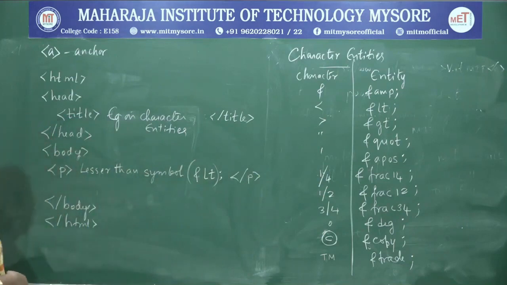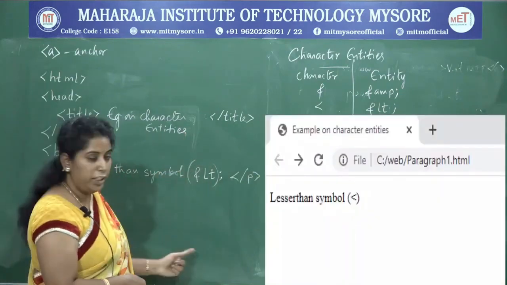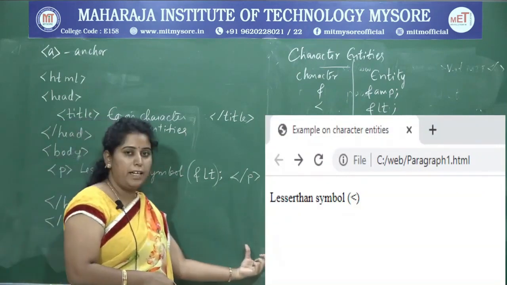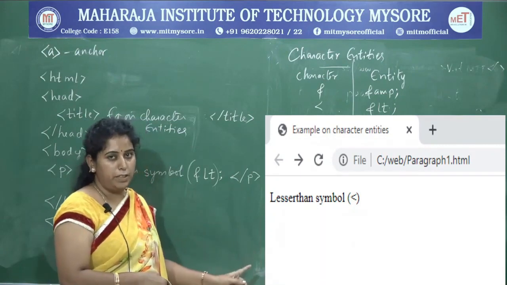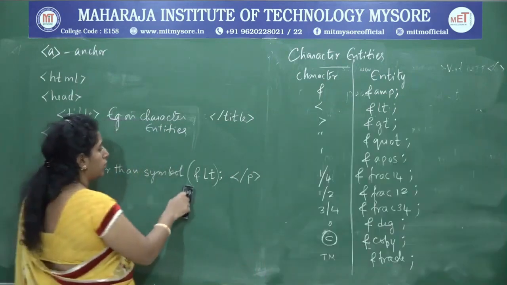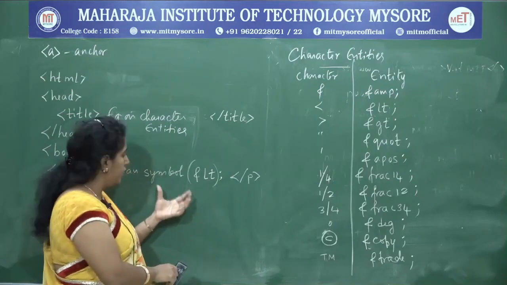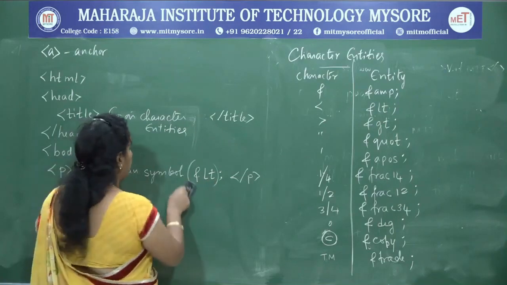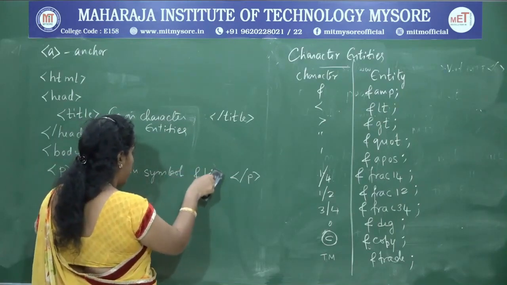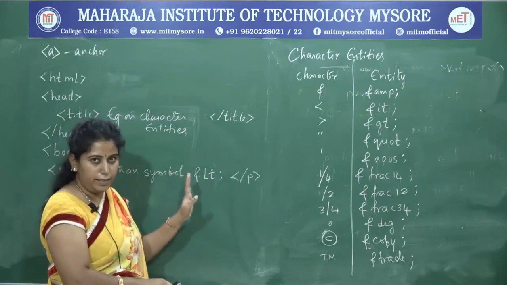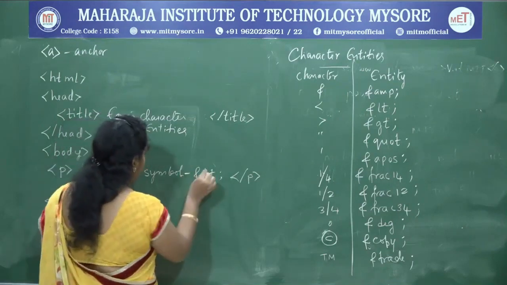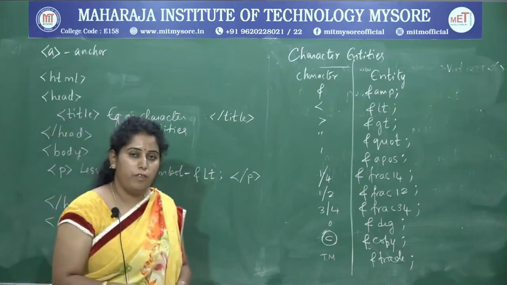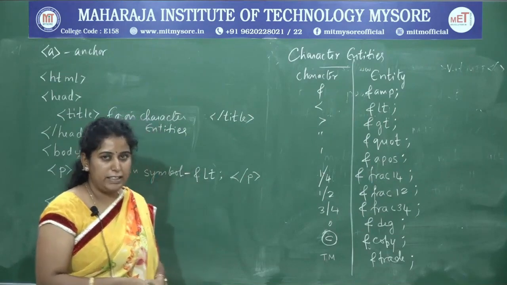Once you run this program, you can look into the output, where a lesser than symbol has been printed inside the parenthesis. I have put parenthesis just to discriminate this entity. Don't think that for all entities we need to enclose within a parenthesis, nothing like that. Better I will put a hyphen. So this is one simple example where we are making use of a character entity.